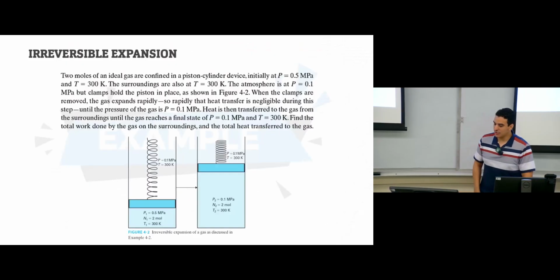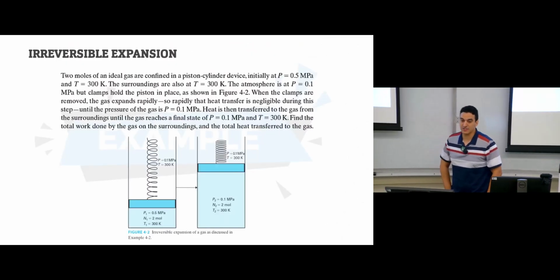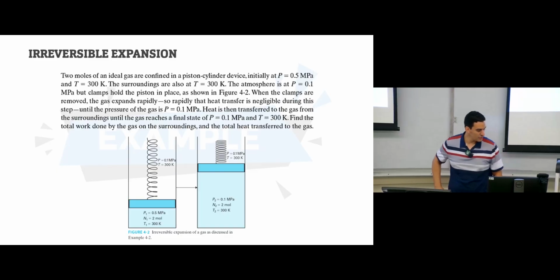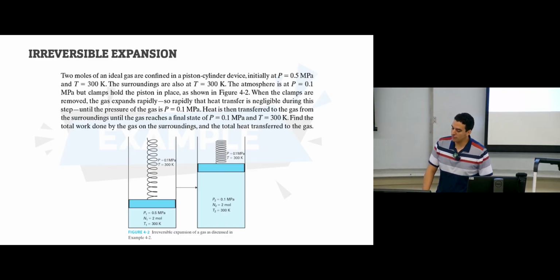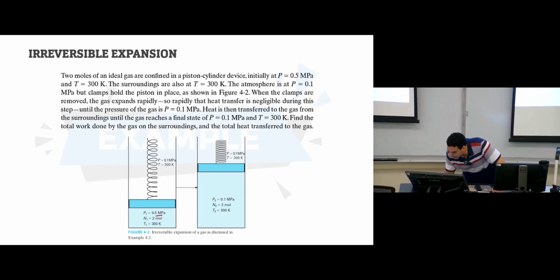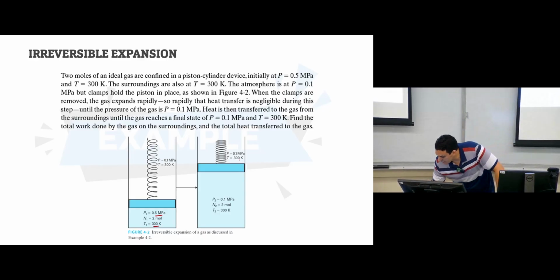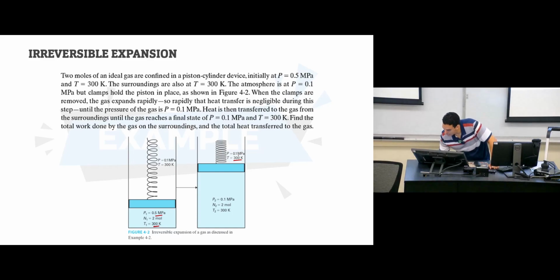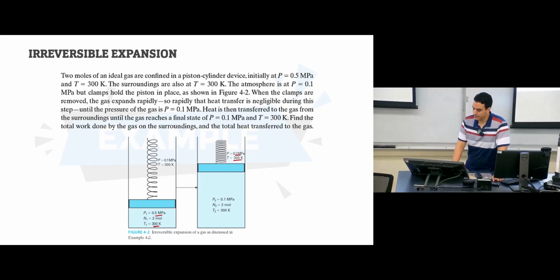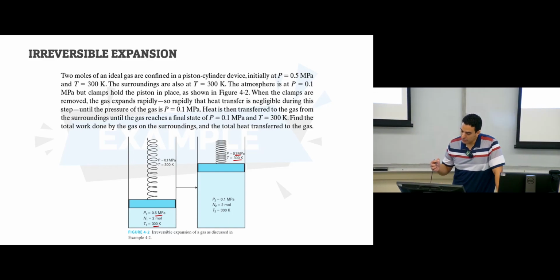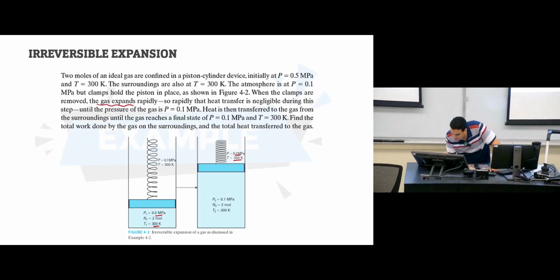Okay. Let's take an example. This is an example of irreversible expansion. This example says we have 2 moles of an ideal gas confined in a piston cylinder device. These 2 moles are initially at 0.5 megapascal, 300 Kelvin. The surrounding is also at 300 Kelvin, and the atmosphere is 0.1 megapascal. But clamps hold the piston in place as shown in this figure. When the clamps are removed, the gas expands rapidly.